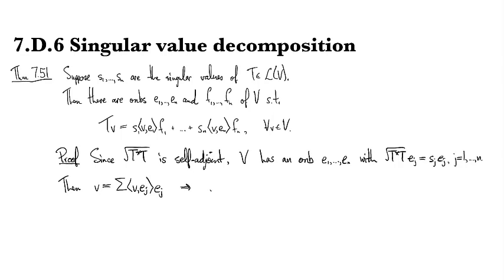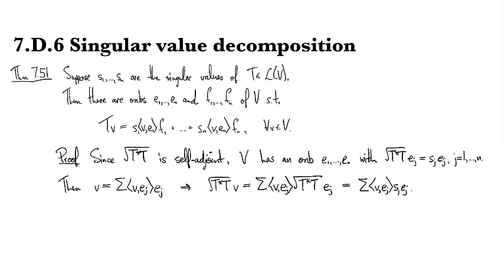Now, if we look at the decomposition of v with respect to this ONB, this implies that when we apply root T star T to v, by linearity it will factor through the sum, and we'll have root T star T applied to e_j, which gives us this.